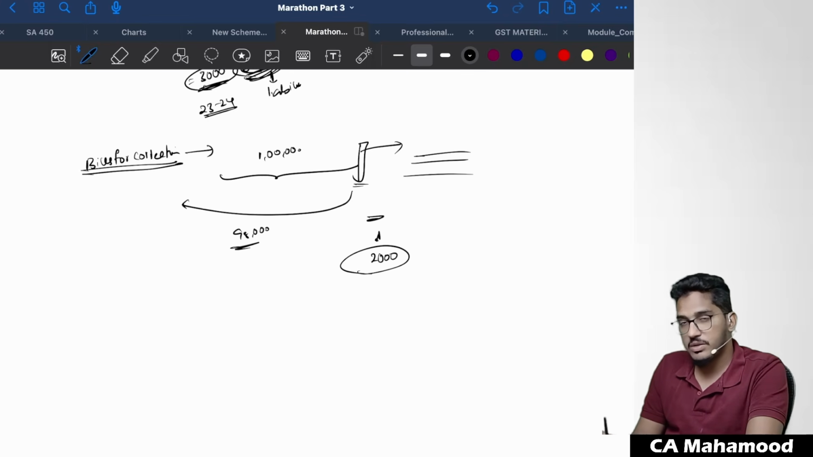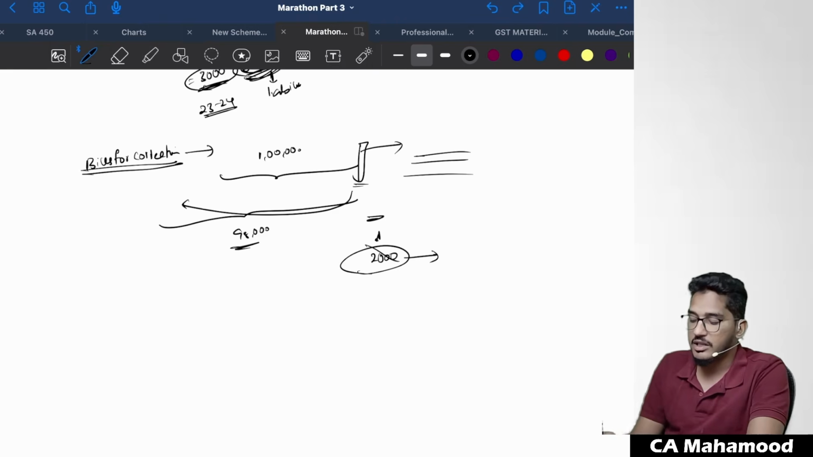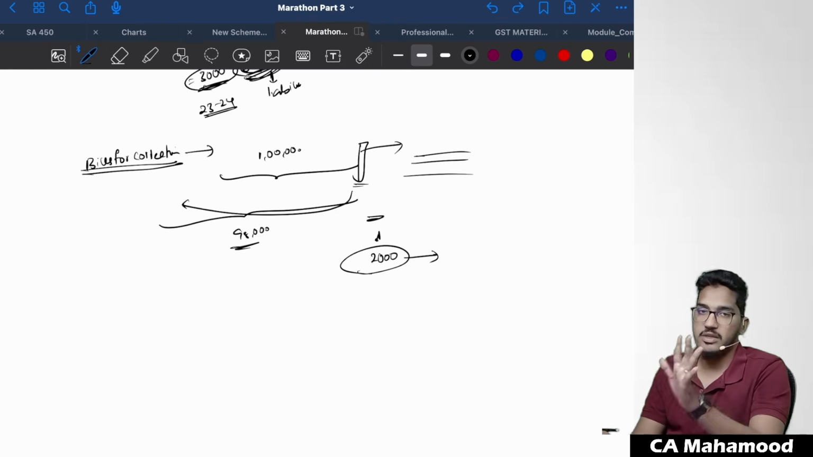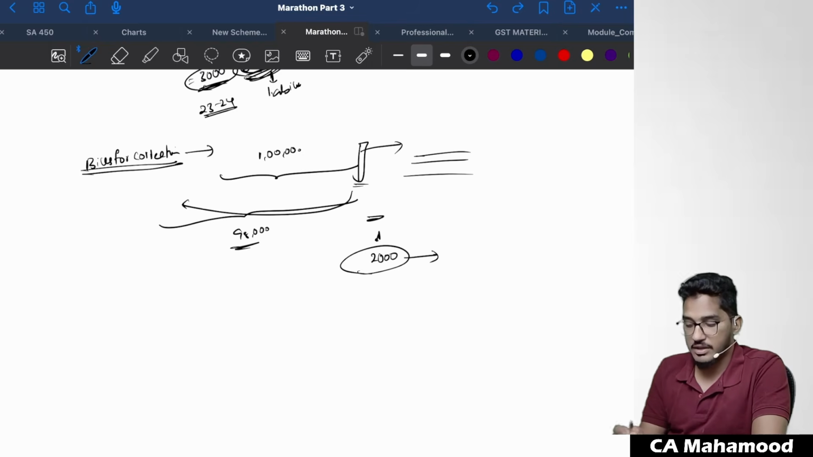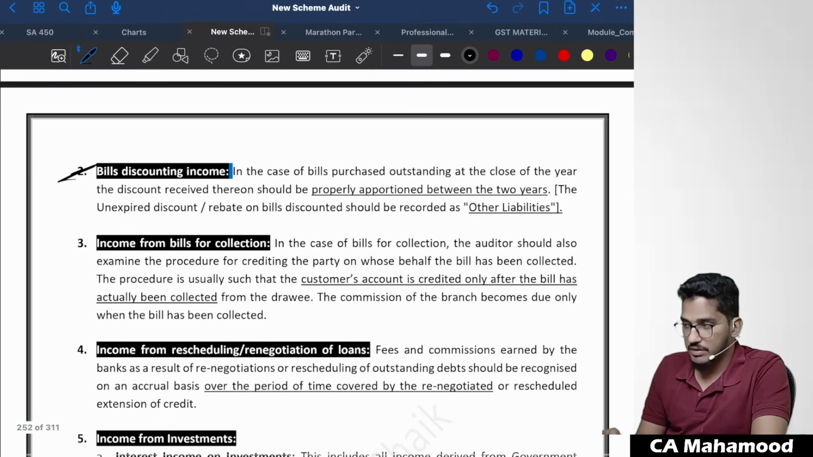So this bills for collection commission, when will they recognize? As and when they receive, then they will recognize. Is there any requirement to apportion it over the tenure of the bill? No need to apportion it. Entire income you can recognize as and when received. Why? Because it is not a financing activity, it is just an outsourcing activity.